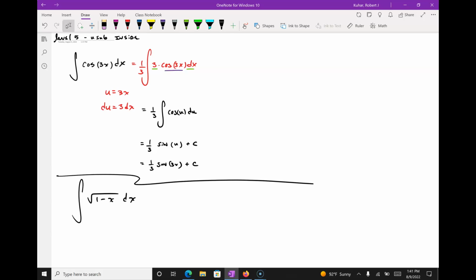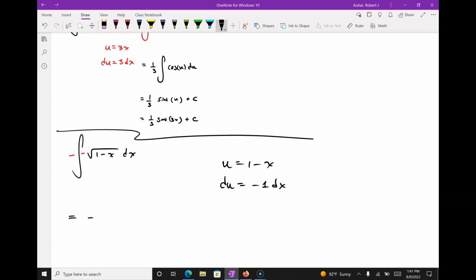This is level 5. Do I have a clear inside? Good. What is it? Yep, u is 1 minus x. What's du? Negative 1 dx. Very good. I need to add a negative inside and cancel it outside. Double negatives cancel, right? So I now have the opposite of the integral of square root of u du.